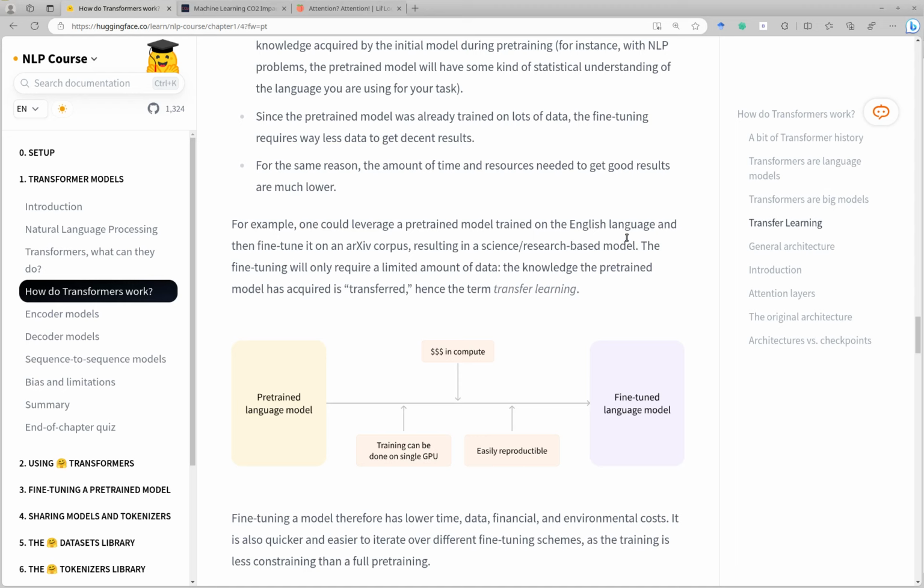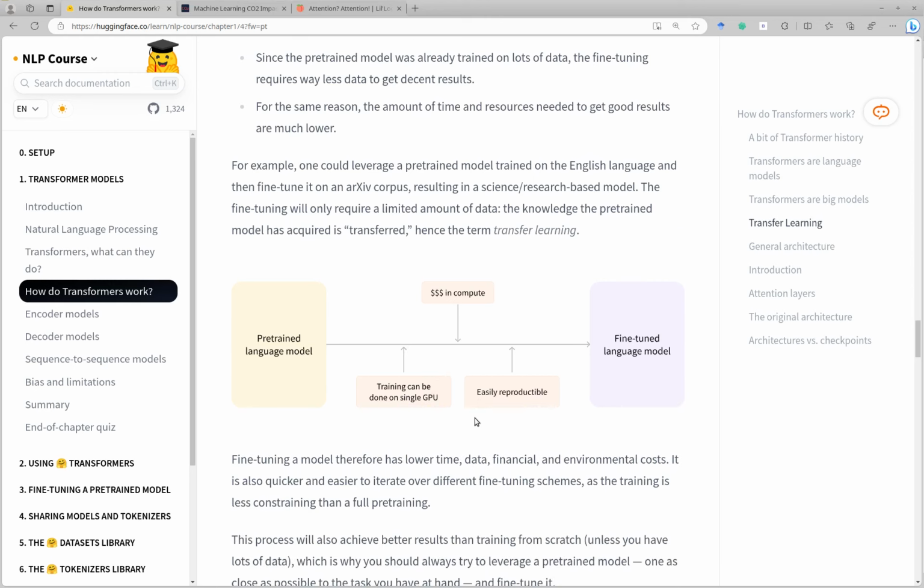Here is one example. If we have a pre-trained language model, we can fine-tune it on, let's suppose, the arXiv corpus, which is all related to research papers, and we will have our own science research based model. The fine-tuning will only require a small amount of data. The knowledge the pre-trained model has acquired is transferred, and hence it is called transfer learning. So the statistical representation in the pre-trained language model will be used by our fine-tuned language model. So that will save a lot of things.